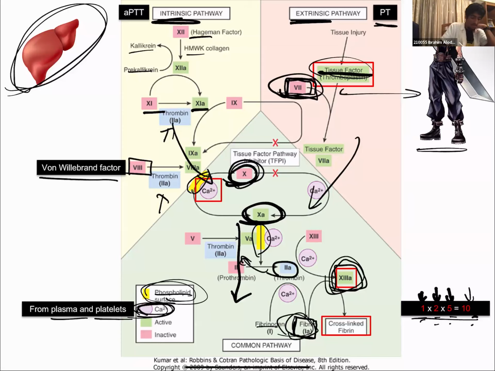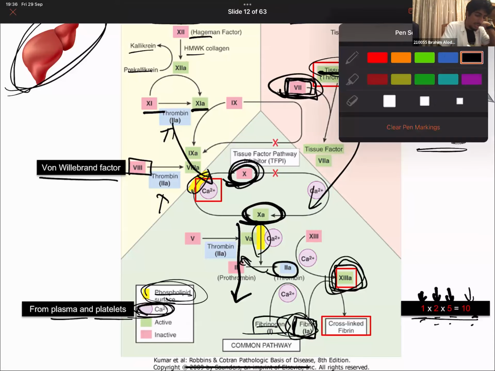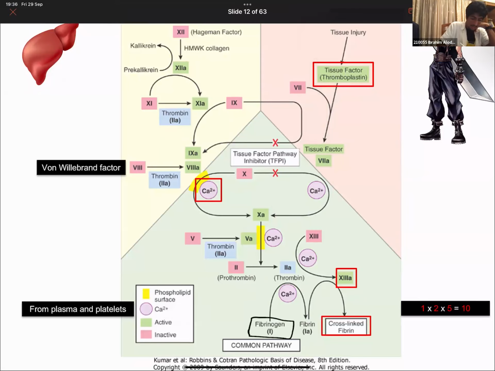Where is factor 1? Fibrinogen is factor 1. Hold on, let me clear the slides. It's right here. Fibrinogen is factor 1. Activated fibrinogen is factor 1A. So the factors we need to know are 1, 2, 5, 7, 10. Yeah, I guess 13 as well, because 13 is what's needed to strengthen the fibrin plug. Just know that factor 7 is in the extrinsic pathway. 1, 2, 5, 10 are the common pathway. Factor 13 strengthens the fibrin plug.